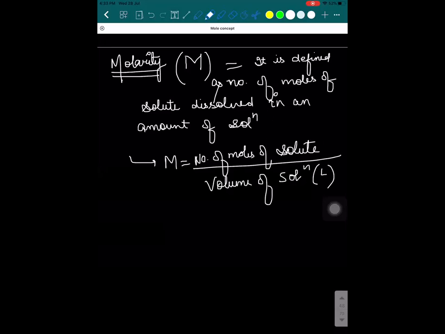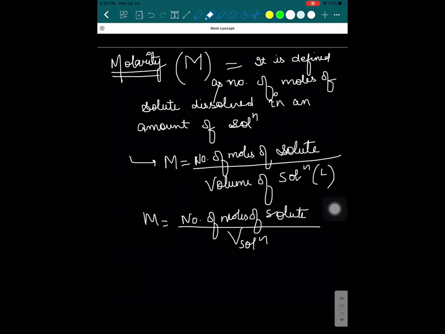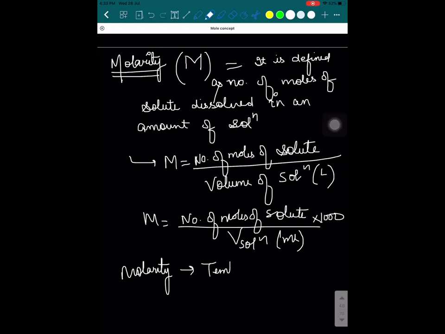If the volume of solution you are taking is in mL, then you have to multiply by 1000 in the numerator. And molarity is a temperature dependent term, temperature dependent because we are taking volume. I'm not giving the numericals now; I will give collectively all the numericals of all concentration terms.